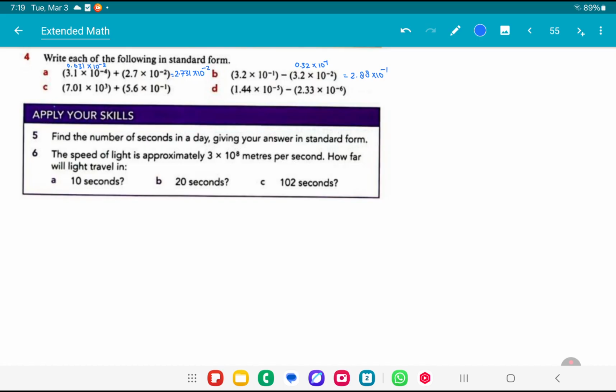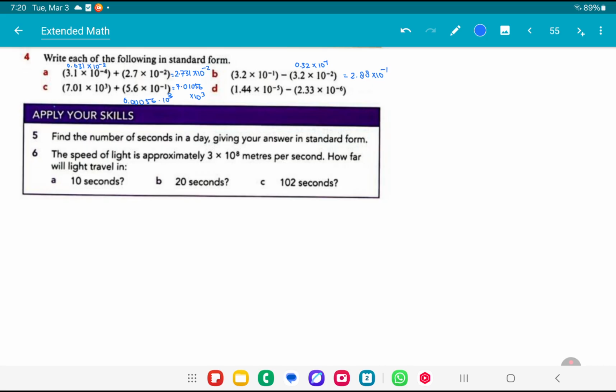For question C, we change into 0.00056 times 10 to the power of minus 3, and the answer we add by 7.01. So the final answer equal to 7.01056 and then 10 raised to the power of 3.